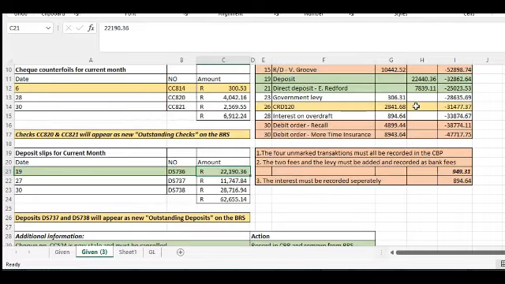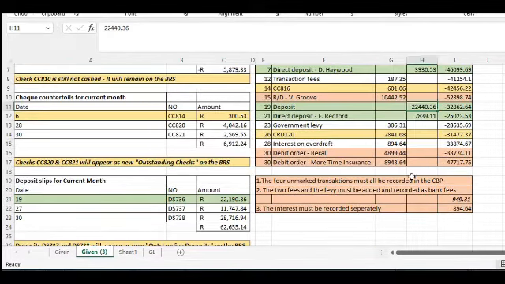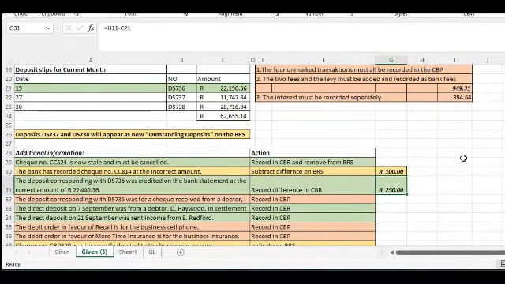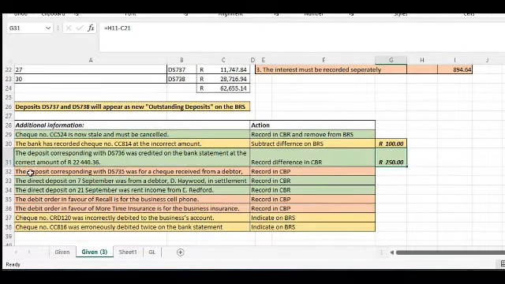And of course, we can calculate the difference there. It's simply the 22,440 minus the 22,190, and that difference is 250. Then it says the deposit corresponding with DS735 was for a check received from a debtor. And we need to record it.